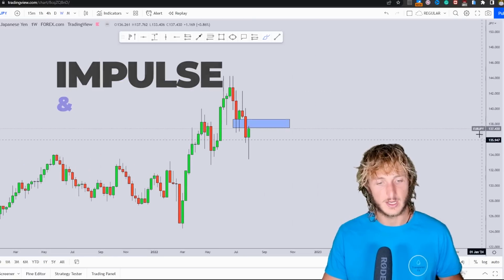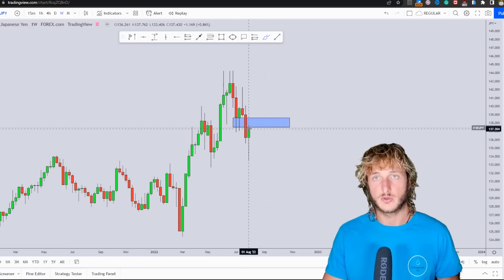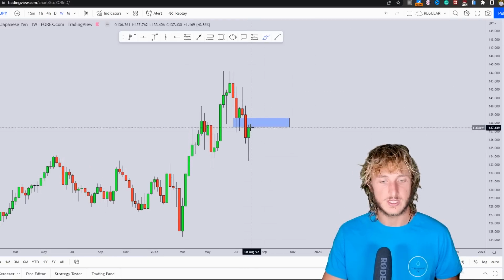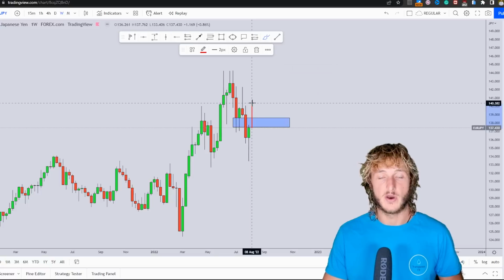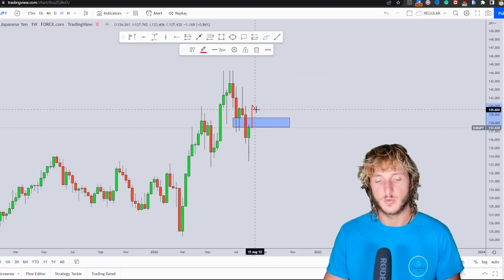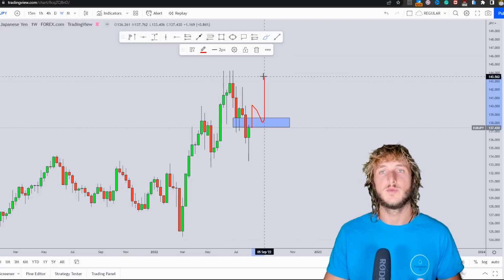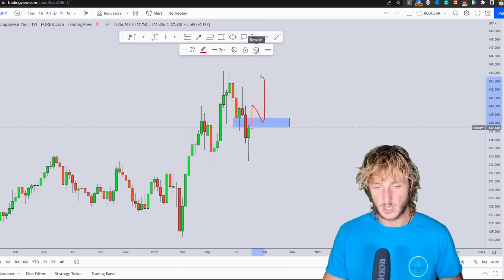So immediately we can understand that in order to see that continuation to the upside, we would need to see a weekly break above this resistance, which at that point would be turned support, and at that point would make the monthly and weekly both indicate for a potential move to the upside.